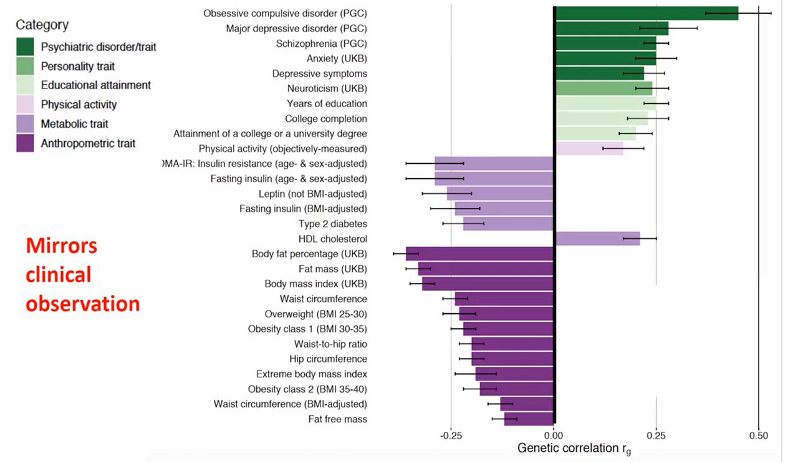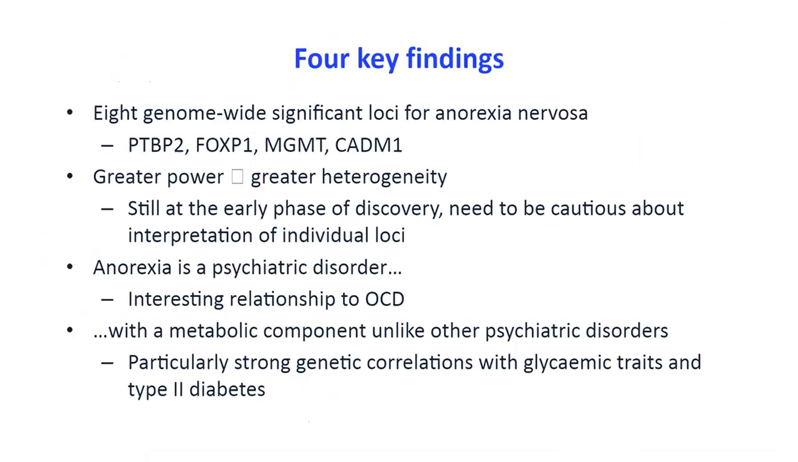And we see that the highest genetic correlation that we see, or negative genetic correlation we see with anorexia is body fat percentage. And it's roughly speaking equal, not in this graph, but when we separate it into males and females, it's roughly speaking equal with the OCD genetic correlation. So I think that's most of that.